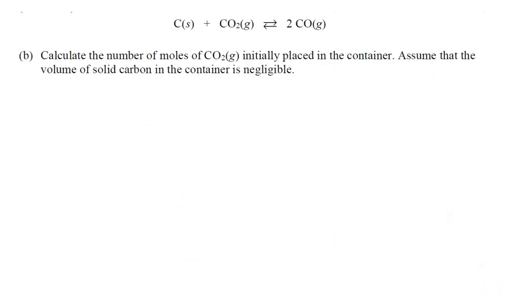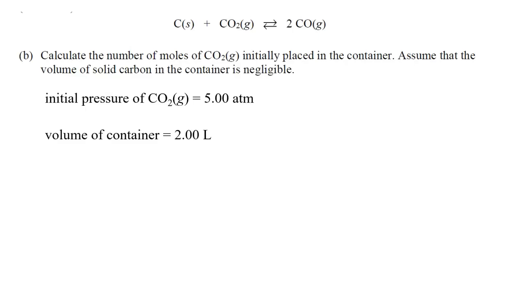Let's go ahead and set up the ideal gas law so we can calculate the number of moles of carbon dioxide gas initially placed in the container. At the very beginning of this experiment, the initial pressure of carbon dioxide gas is 5.00 atmospheres. The volume of the container is 2.00 liters. The Kelvin temperature of this gas is 1,160 Kelvin. And we're going to be solving for n, the number of moles of gas.